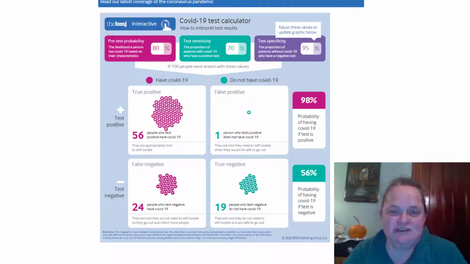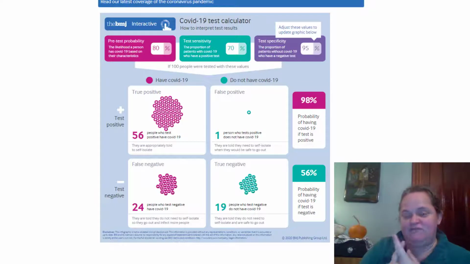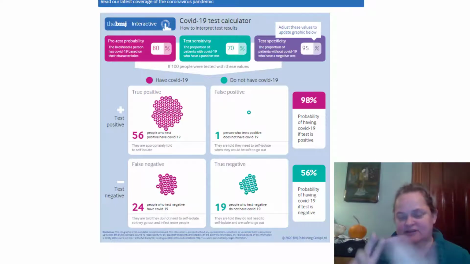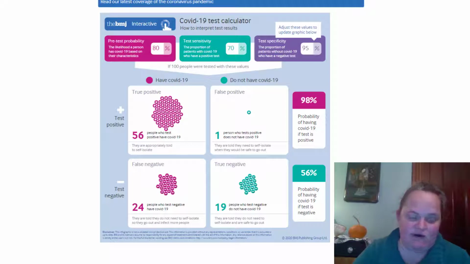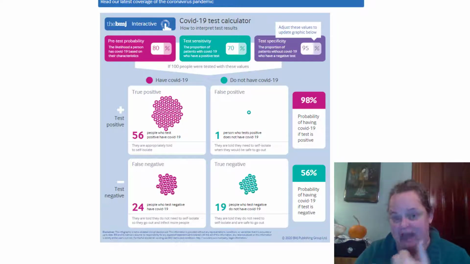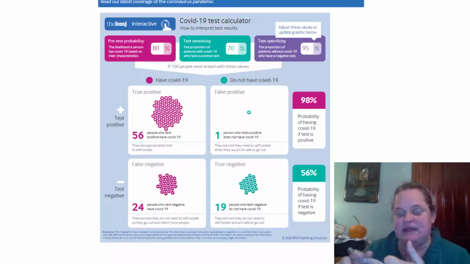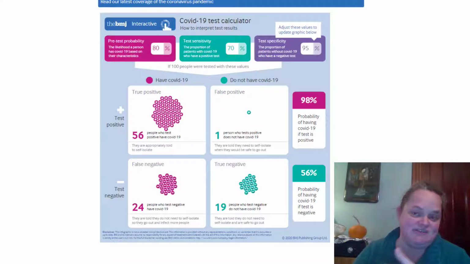So test sensitivity, the description they have here is the proportion of patients with COVID-19 who have a positive test. So if you actually have COVID and you get tested, what's the probability that you're going to get a positive result? So positive meaning you have the disease. This is also called the true positive rate. So they have it as 70% here. So if you actually have COVID and you get tested and the test only has a 70% sensitivity, then it's a 70% chance it's going to say, yeah, you have it. Okay, so that's the true positive rate.